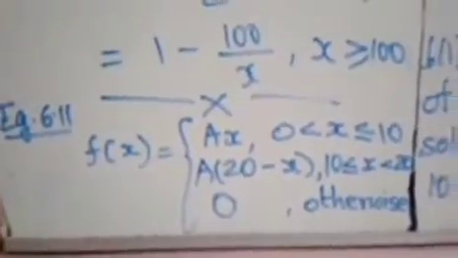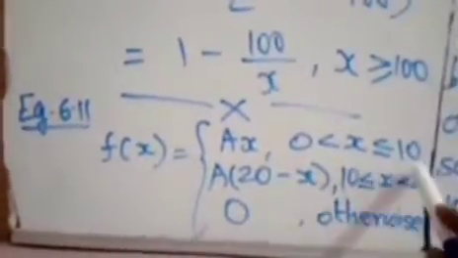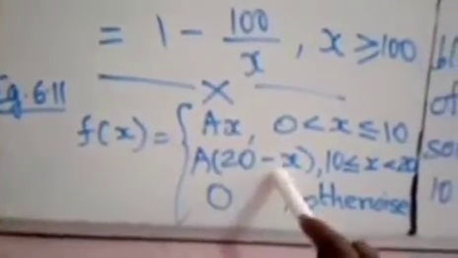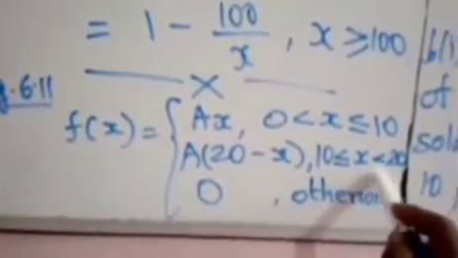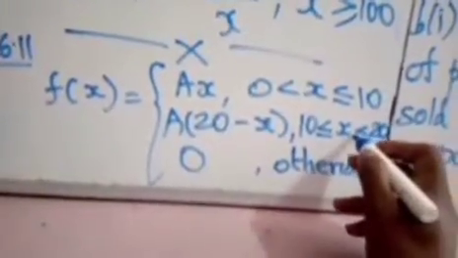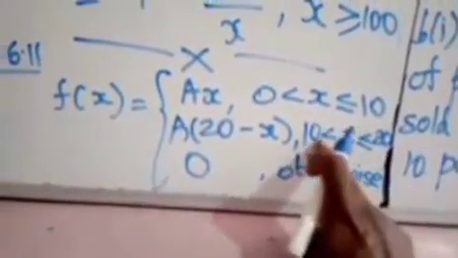What is the given question? Given f(x) = ax for 0 ≤ x ≤ 10, a(20 − x) for 10 ≤ x ≤ 20, and 0 otherwise. Is it okay? Now we will go for the total probability, which is equal to 1.